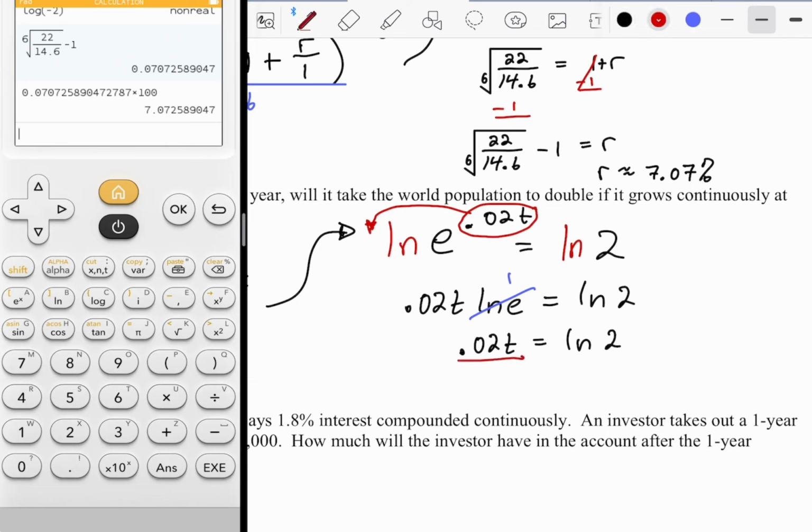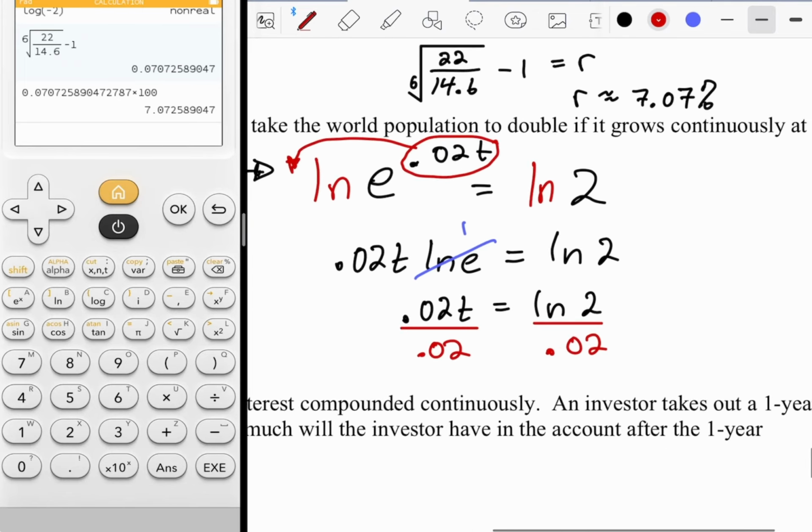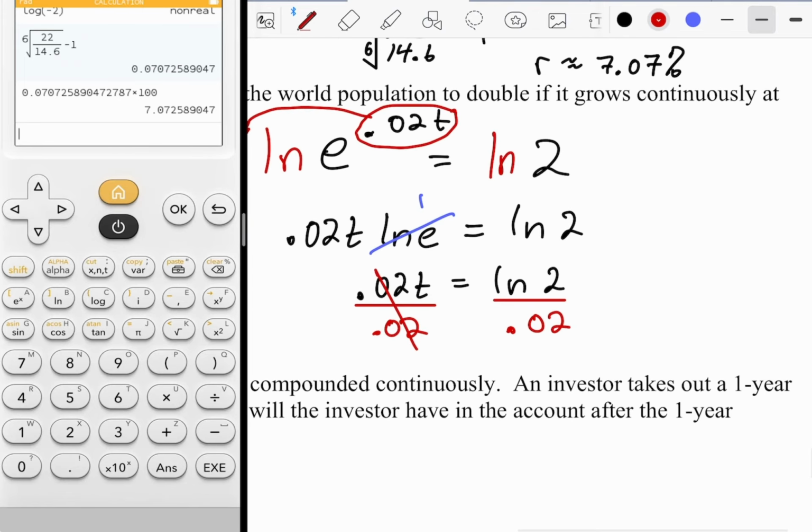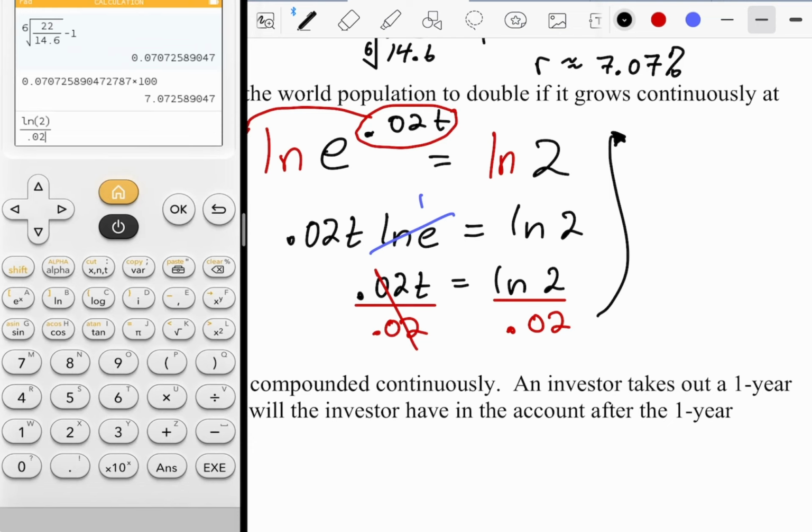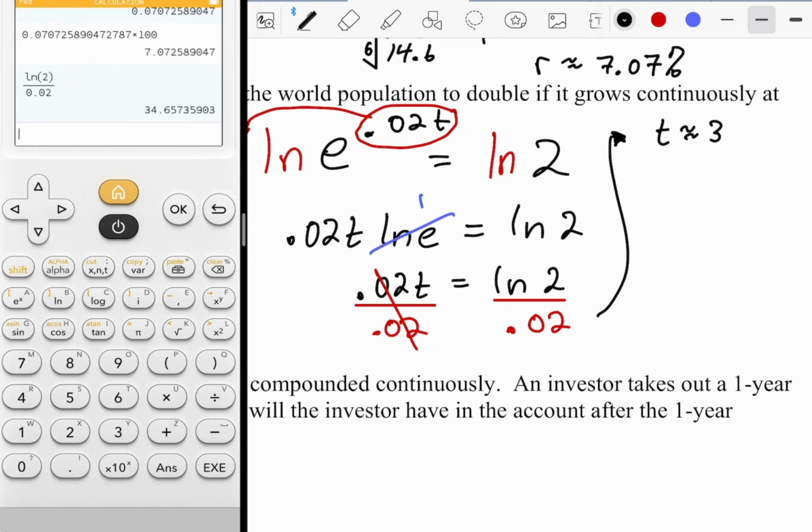Now I can just divide both sides by 0.02. How many years to the nearest year? So that cancels on this side. I'm just going to chuck this into the calculator: ln of 2 divided by 0.02. So we get t is about 34.6574, but it said round to the nearest year, so about 35 years.